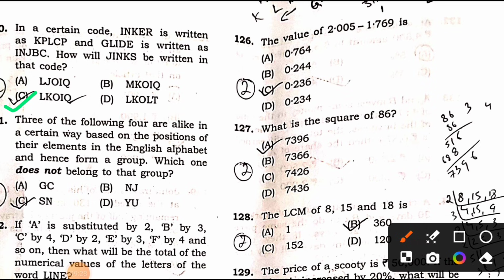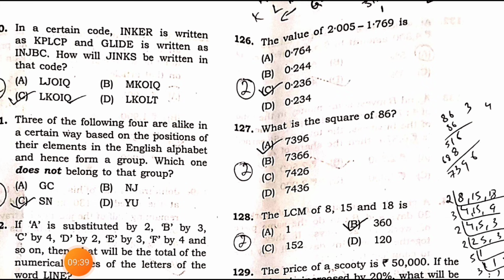3 of the following 4 are alike in a certain way based on the position of the element in the English alphabet and hence form a group. Which one does not belong to that group? Correct answer is C. SN.